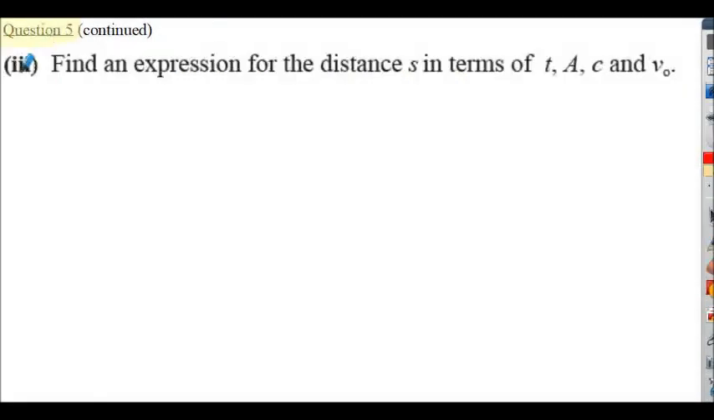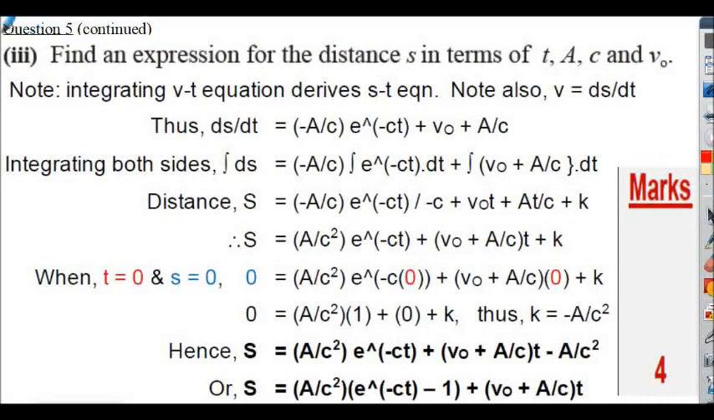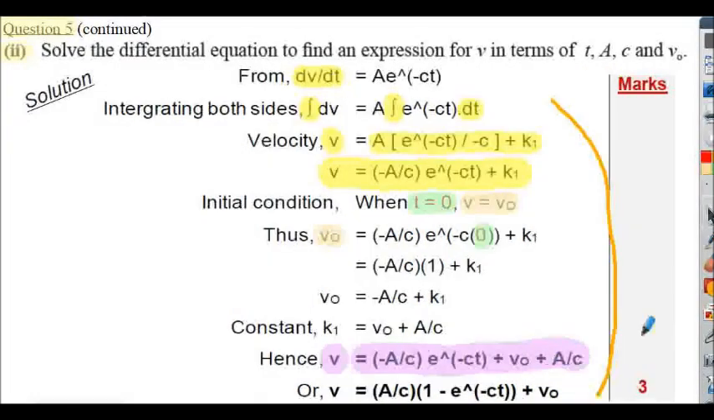Question 5, part 3. We've got to find an expression for distance in terms of TAC and V0. Question 5, solution continued. This is part 3. So note here that velocity v can be stated as the differential ds by dt. So now on the left hand side we have ds by dt equals our expression derived in part 2. Expression shown here.